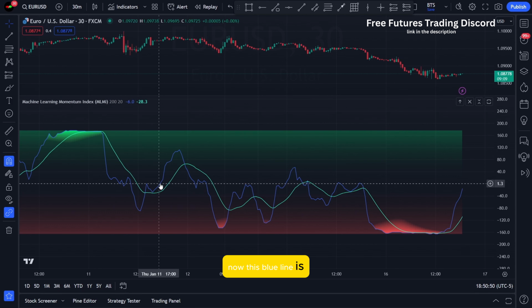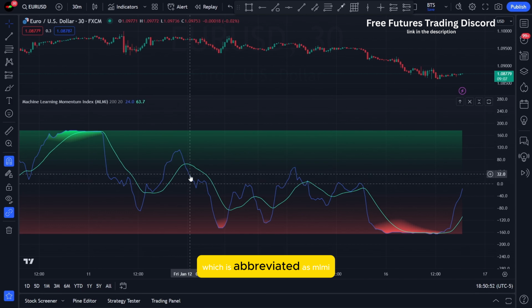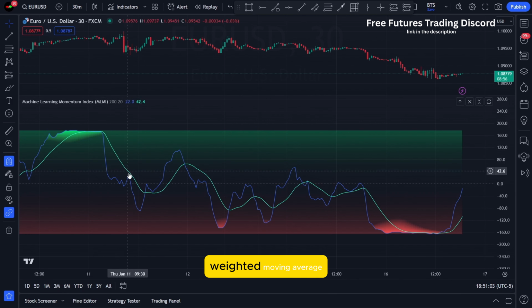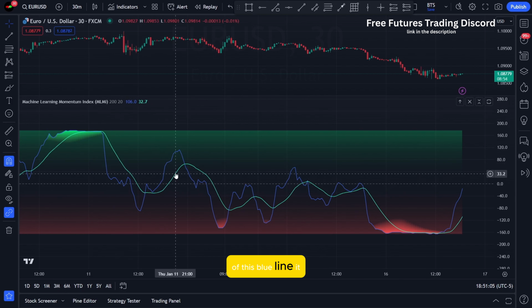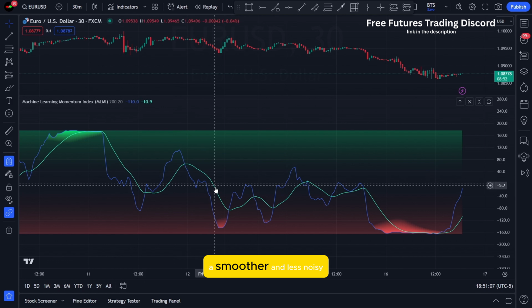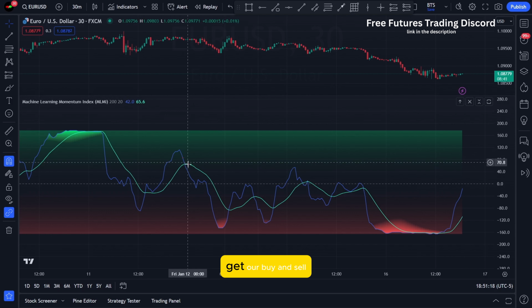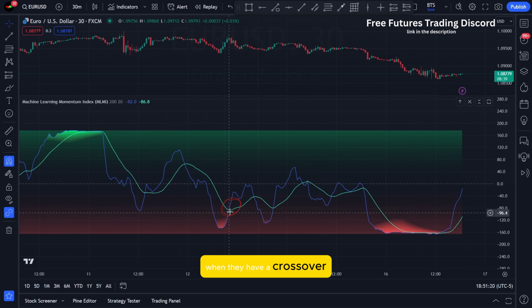This blue line is Machine Learning Momentum Index, which is abbreviated as MLMI. And this green line is a weighted moving average of this blue line. It is basically a smoother and less noisy version of the blue line. We use these lines to get our buy and sell signals when they have a crossover.